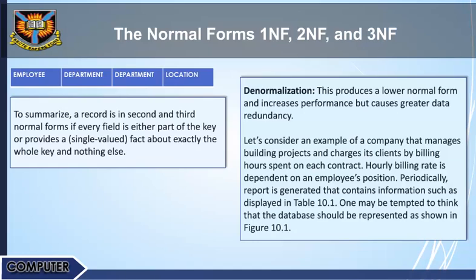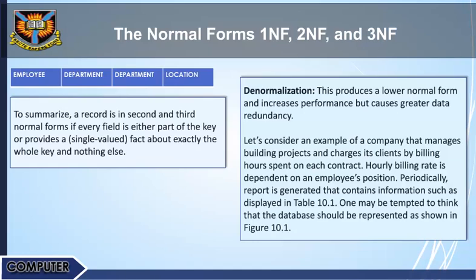To summarize, a record is in second and third normal forms if every field is either part of the key or provides a single valued fact about exactly the whole key and nothing else. Denormalization. This produces a lower normal form and increases performance but causes greater data redundancy.